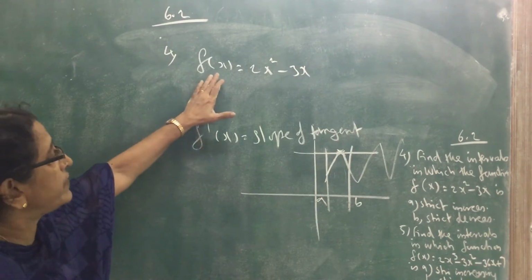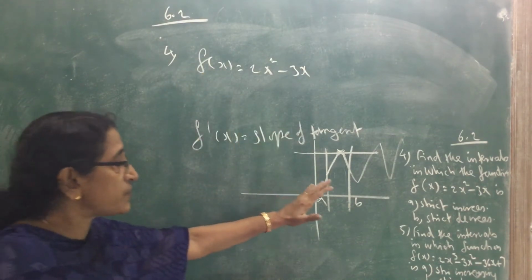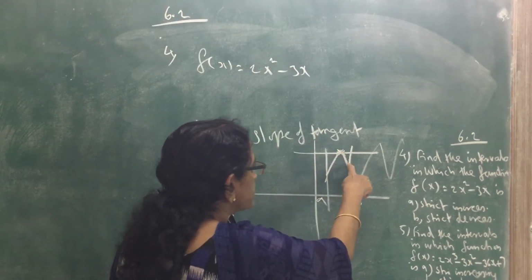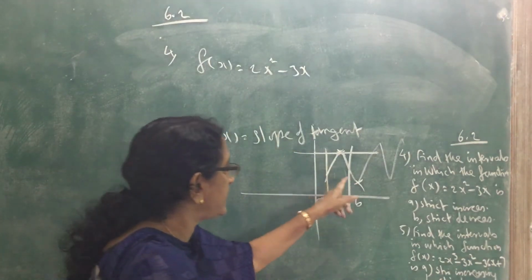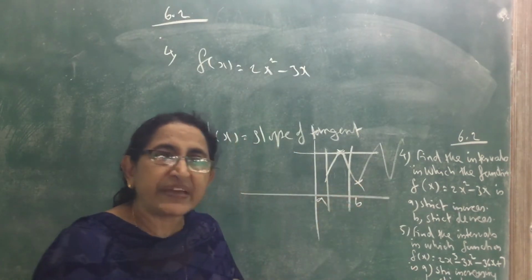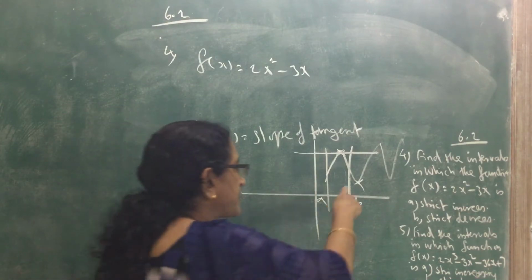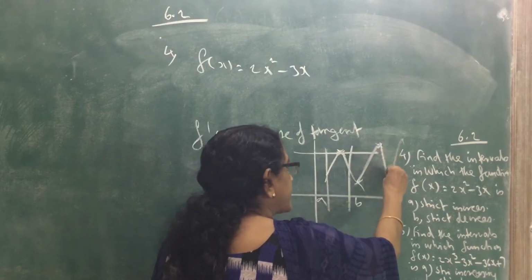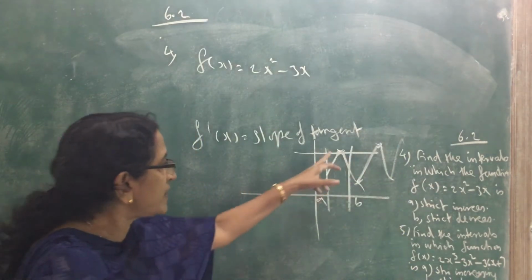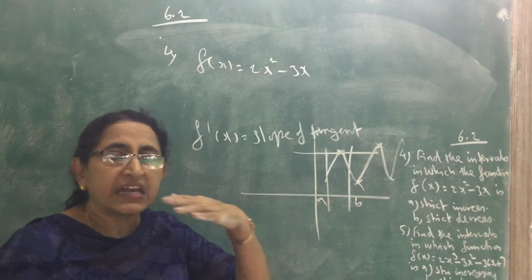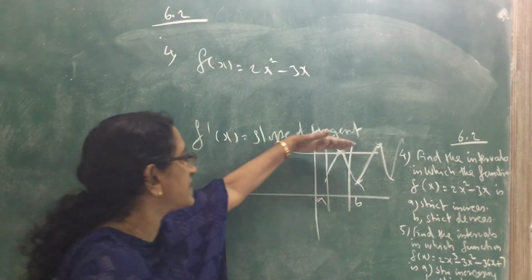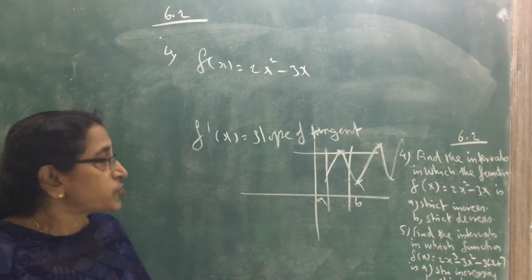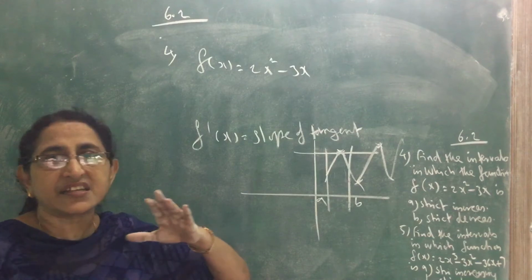So here we are going to find f dash x. See, again from this point to this point the function is decreasing, and here also decreasing, and at this point it reaches a minimum point. Again after this point it increases, reaches a maximum point, again decreases, and it goes on like that. At the maximum points and minimum points, when you draw the tangent, it is parallel to the x-axis.